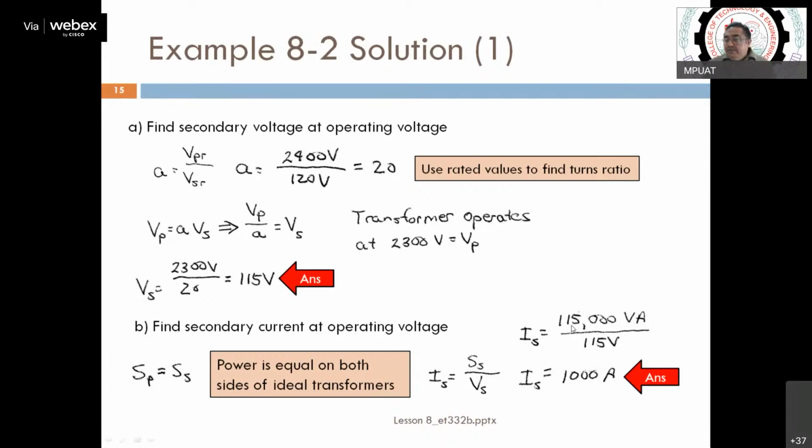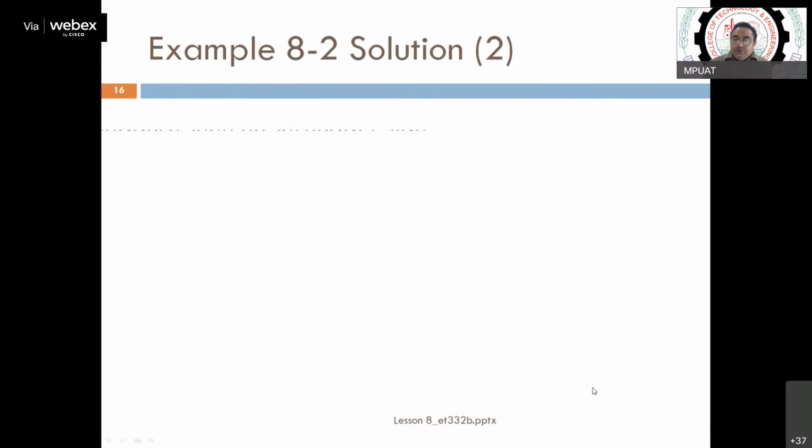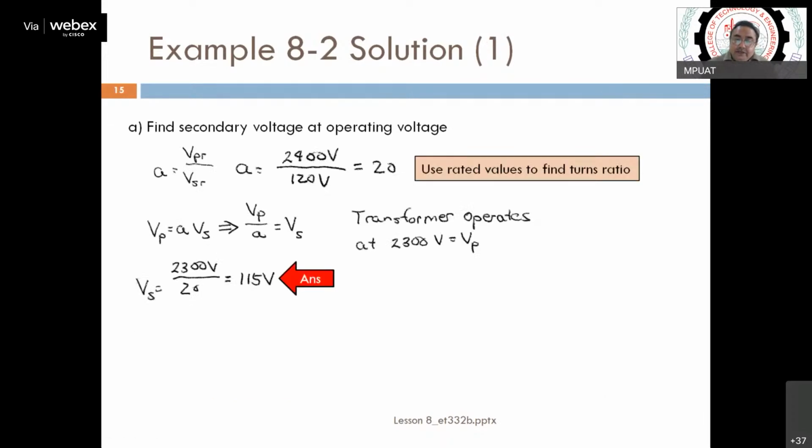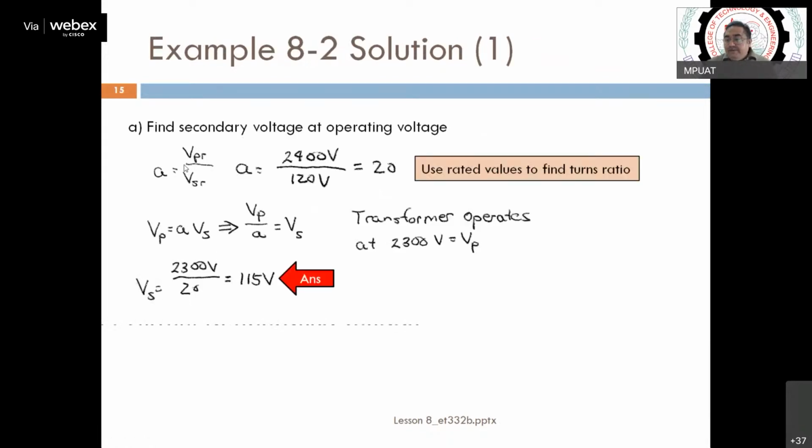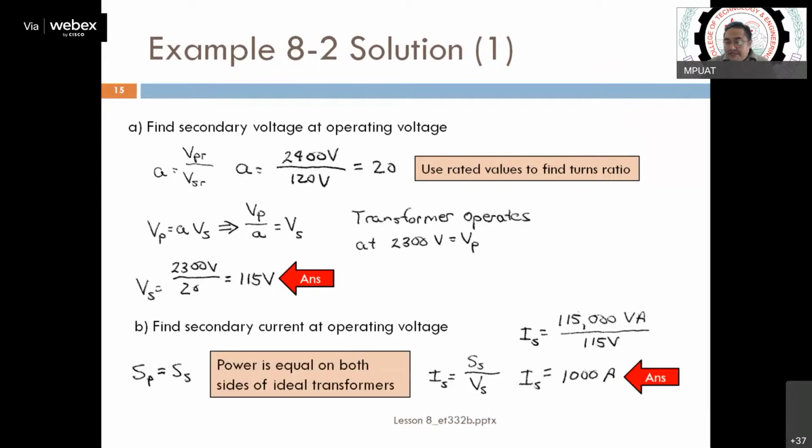So secondary current will be nothing but kVA divided by voltage. It is 115 kVA, so it is 115 into 1000 divided by 150. Oh sorry, it is correct, because it is written that it is operating at 115 kVA. It is not operating at 300 kVA, but at 115 kVA. So that is why we have chosen 115 kVA. Please make the correction. It is 115 multiplied by 1000, kVA converted to volt ampere, divided by secondary voltage. We will get the secondary current.